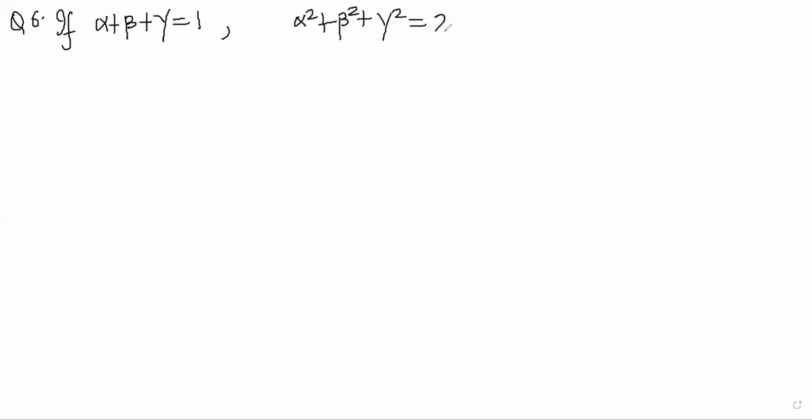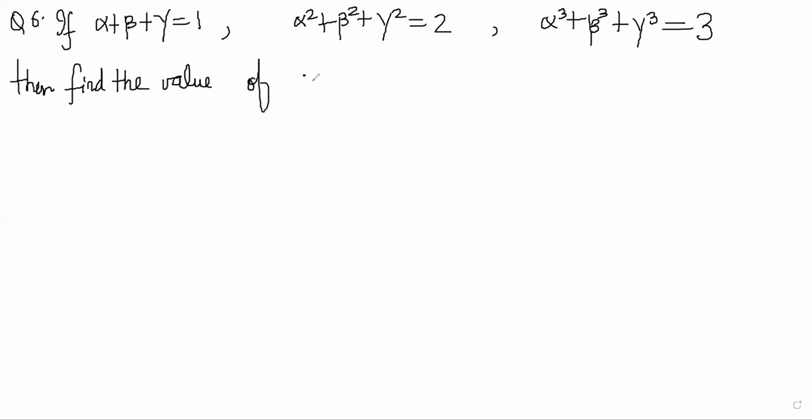The next question for us is question 6, which is again similar to the Vieta's relation question that we just now did. Question number 4, I think, it is similar to. So it's given, if alpha plus beta plus gamma is equal to 1, alpha square plus beta square plus gamma square is equal to 2, and alpha cube plus beta cube plus gamma cube is equal to 3, then we have to find the value of alpha power 4 plus beta power 4 plus gamma power 4.